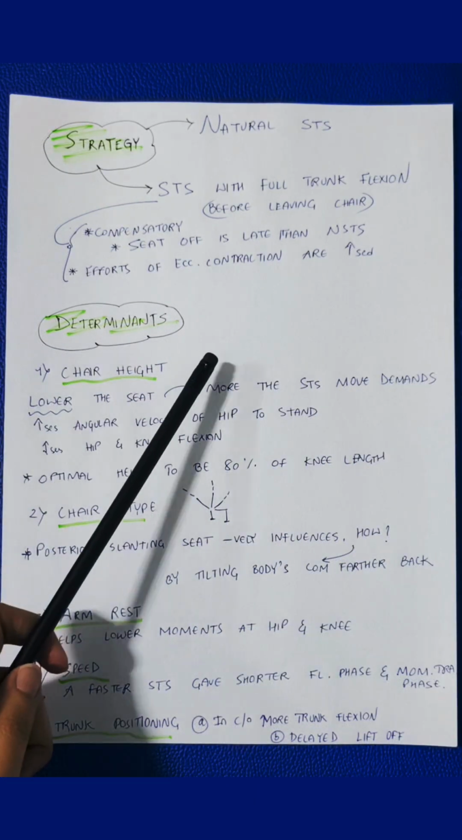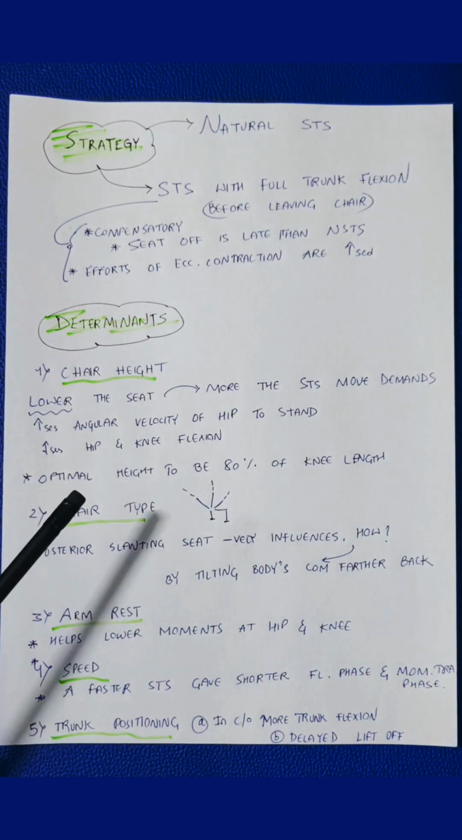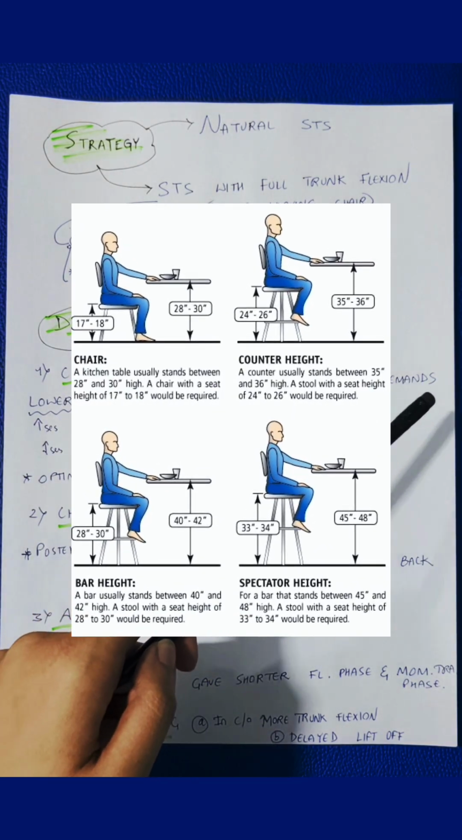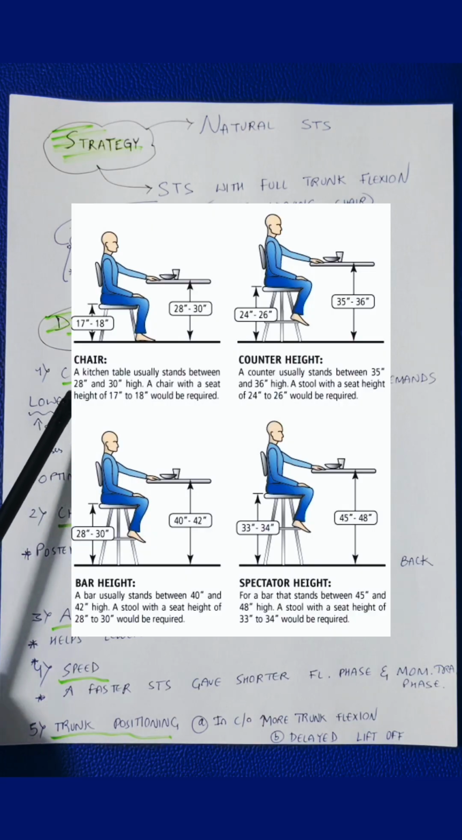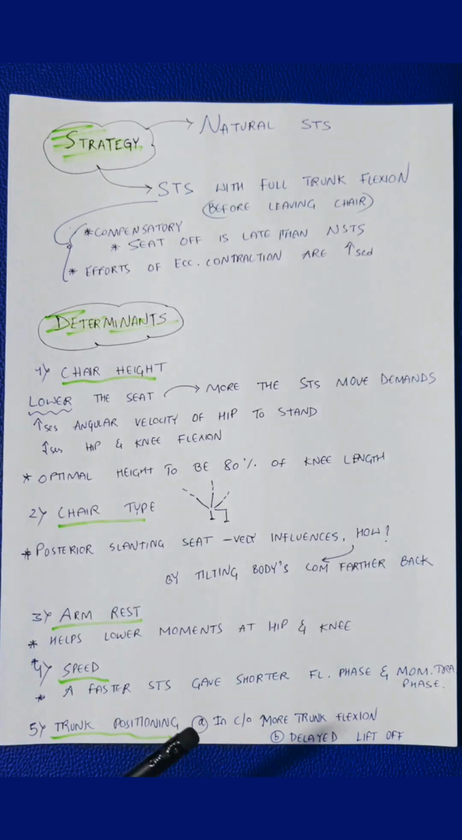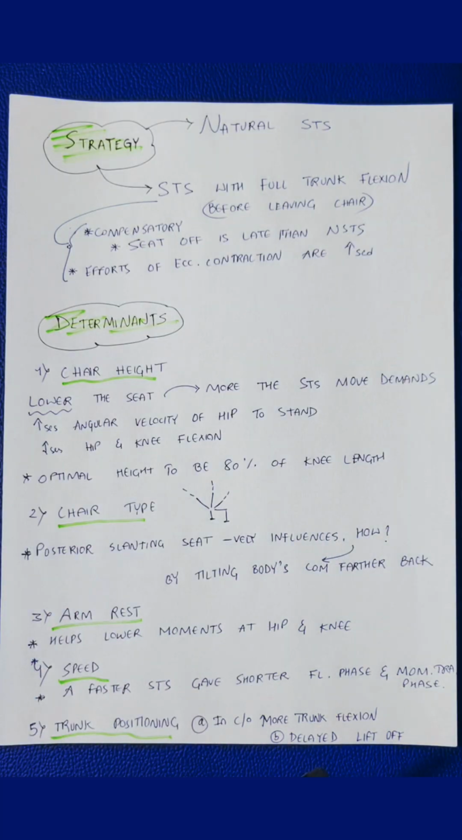Let's look at the determinants of sit to stand activity. So the chair height matters a lot. If the chair height is lower, more will be the sit to stand movement demand. So the lower height increases the angular velocity of hip to stand, increasing the hip and knee flexion. Optimal height is found to be around 80% of our knee height or length.